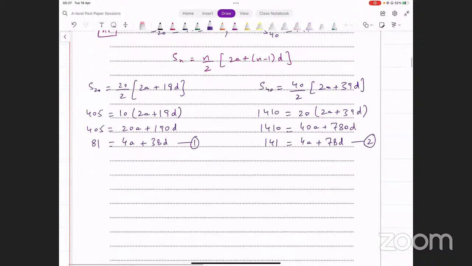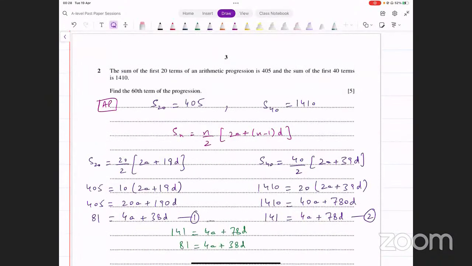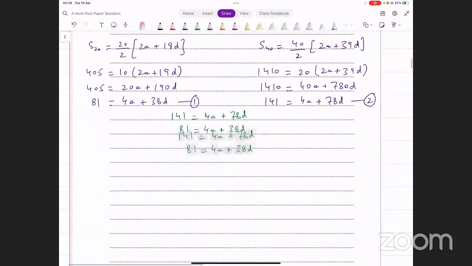ठीक है. Now it's going to be much simpler to use elimination here rather than substitution. The reason is you got 4a here, 4a here. Elimination से बहुत जल्दी हो जाएगा, errors के chances कम होंगे. So you say 81 = 4a + 38d. That's one equation. 141 = 4a + 78 times d. इसको अगर मोटा लिख देता हूँ तो नीचे वाली छोटी आ जाएगी. That's better. This is what I have.